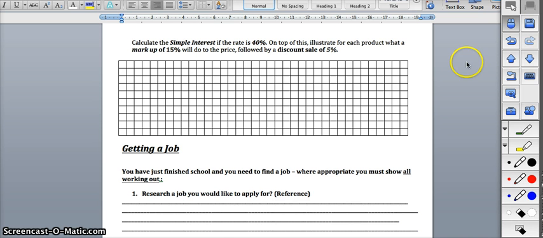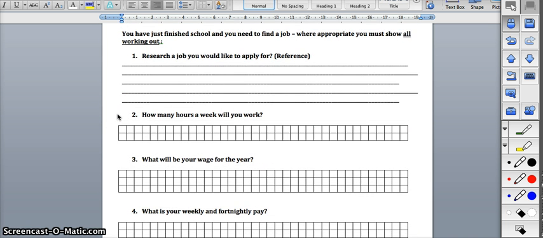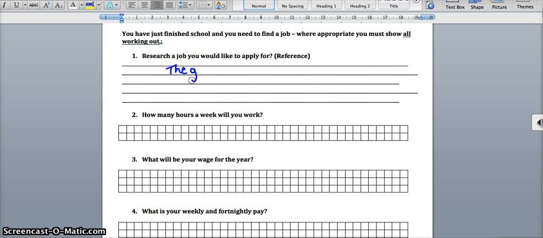Now we're moving into getting a job and finding a vehicle, or getting a car. You've got to research a job you'd like to apply for, and you just put down the website. A really good one there, guys, is if you put into Google the Good Guide, it definitely has an S on the end. If you put that into Google, it comes up with a job guide.